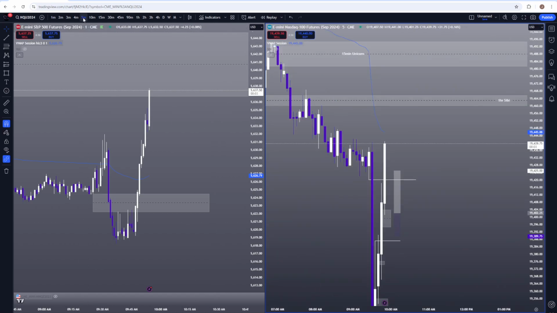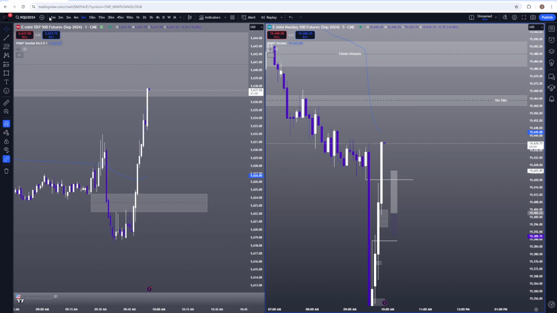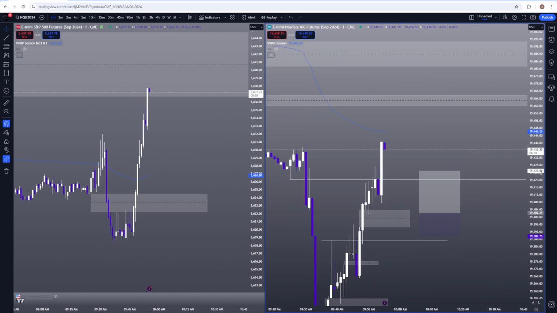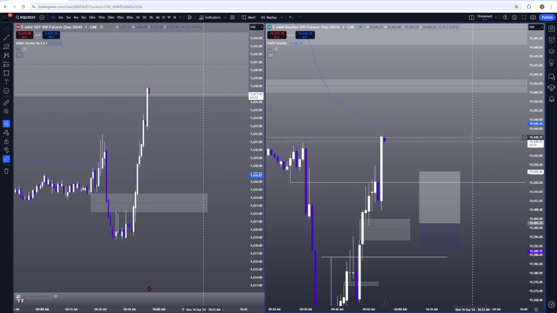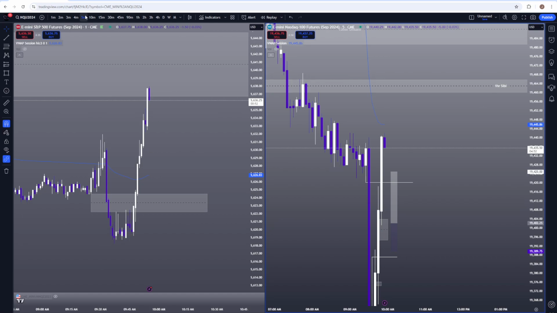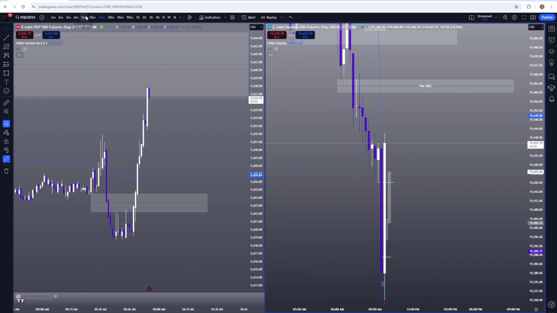We look to target our A plus entries only. All right, 5 minute just completely inversed. So now I'm looking to target the next 1 minute bullish fair value gap that forms. The next 1 minute bullish fair value gap that forms, I am looking to target a long entry.